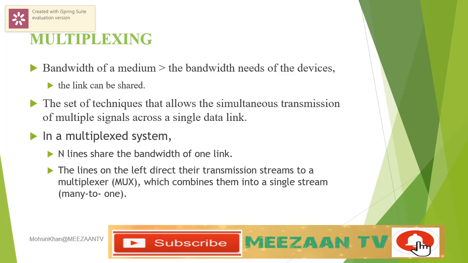Whenever the bandwidth of a medium linking two devices is greater than the bandwidth needs of the devices, the link can be shared. Multiplexing is the set of techniques that allows the simultaneous transmission of multiple signals across a single data link. The process of multiplexing is shown in figure.